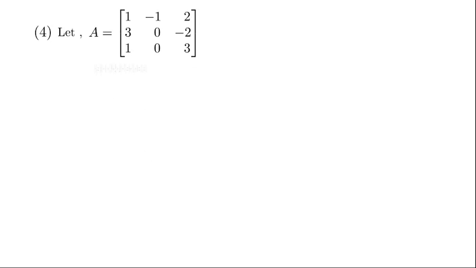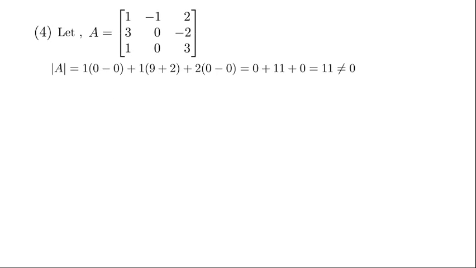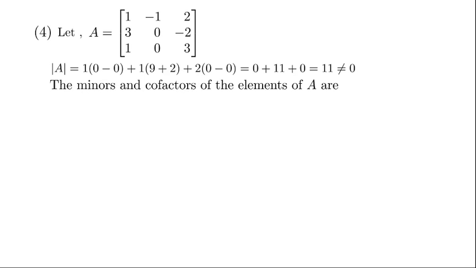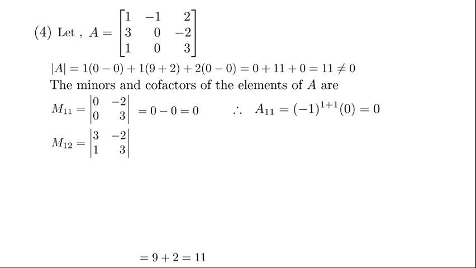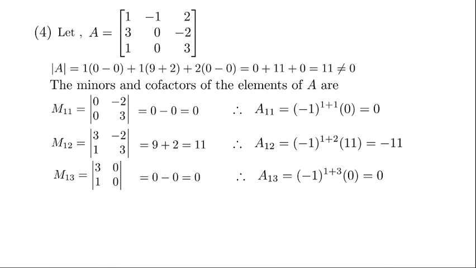So in this example, let us first find out the determinant value, because we are going to use it in the verification part. And the determinant of A works out to be 11. Now we'll write down the minors and cofactors of the elements of A. So these are the minors and the cofactors of the elements of the given matrix.